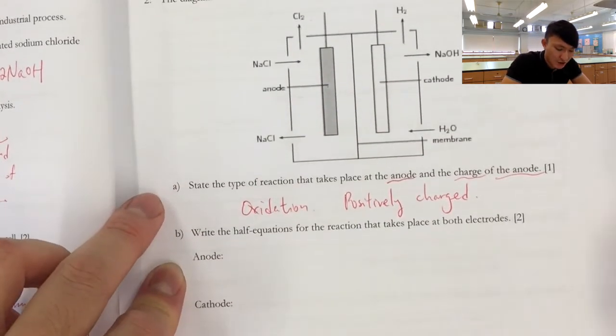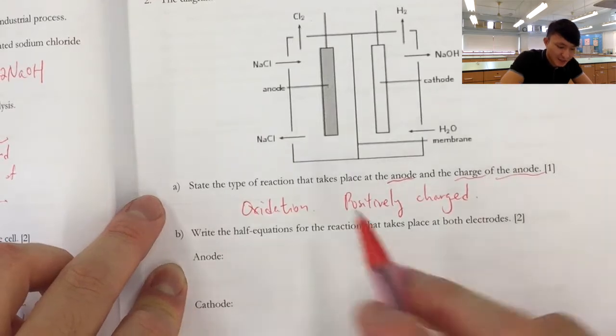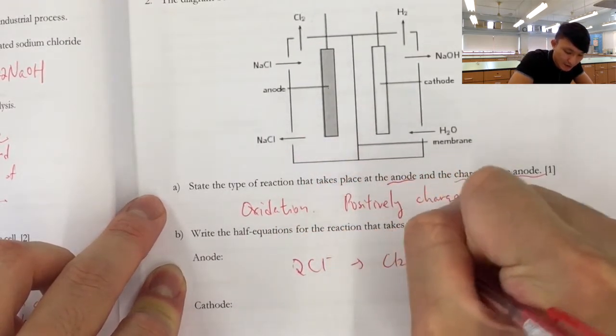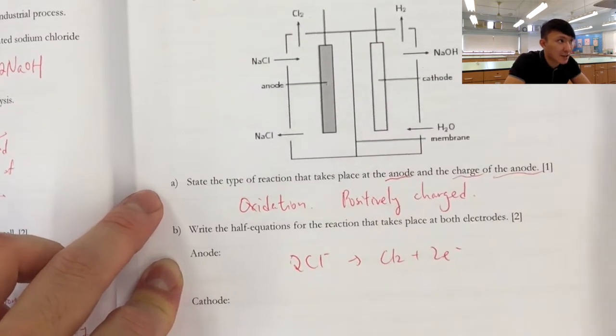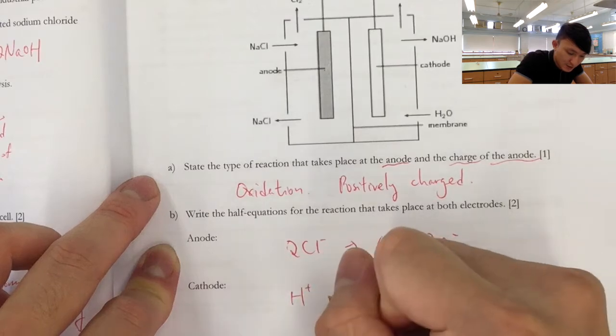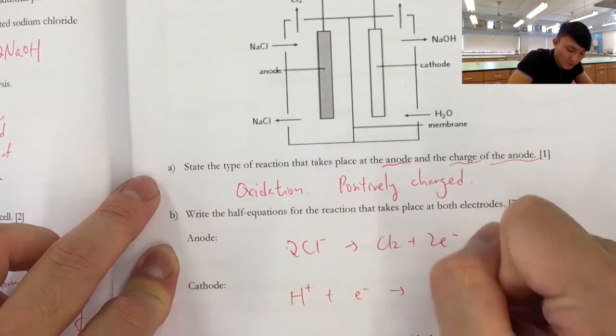So half equation takes place at both electrodes. So at the anode, just now I mentioned 2 chloride becomes chlorine and 2 electrons. On the right hand side here, we have, of course, the H plus gaining electron to form H2.